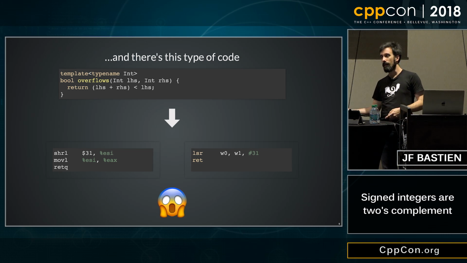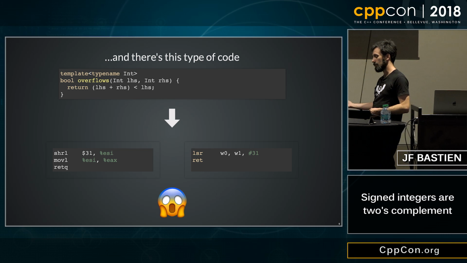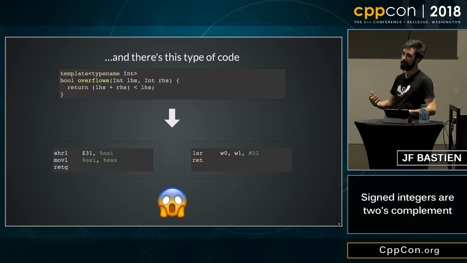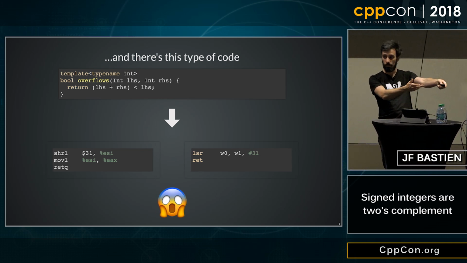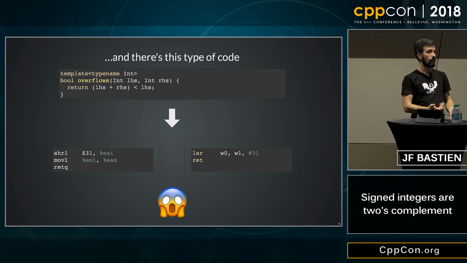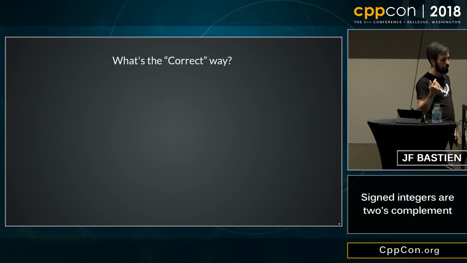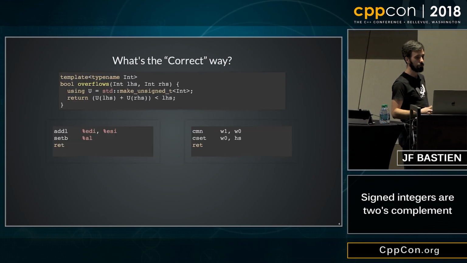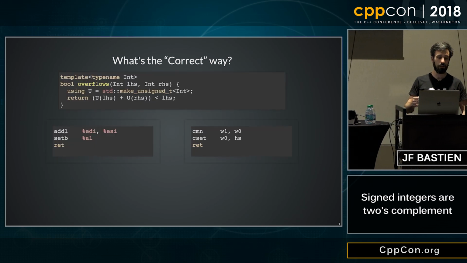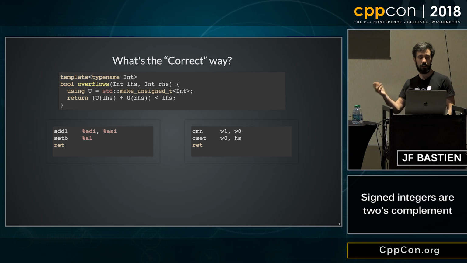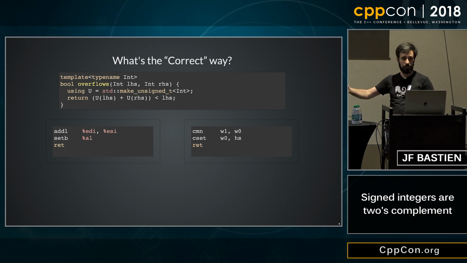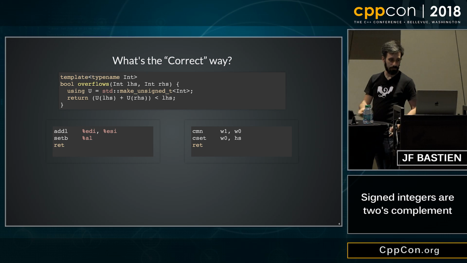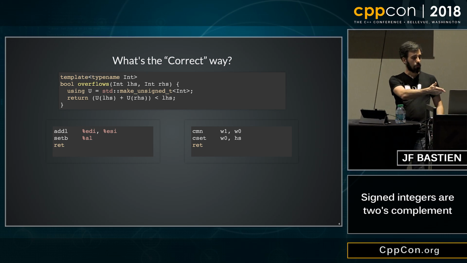So the question I get in code reviews is, okay, we can't fix the standard right now to just do what we want here, so what code should I write? Well, there are a few things you could try. The generic way to do it is something like this. You take the left-hand side and right-hand side, make them unsigned, add them together as unsigned, and compare to the left-hand side or the right-hand side. And this is the code it'll generate.